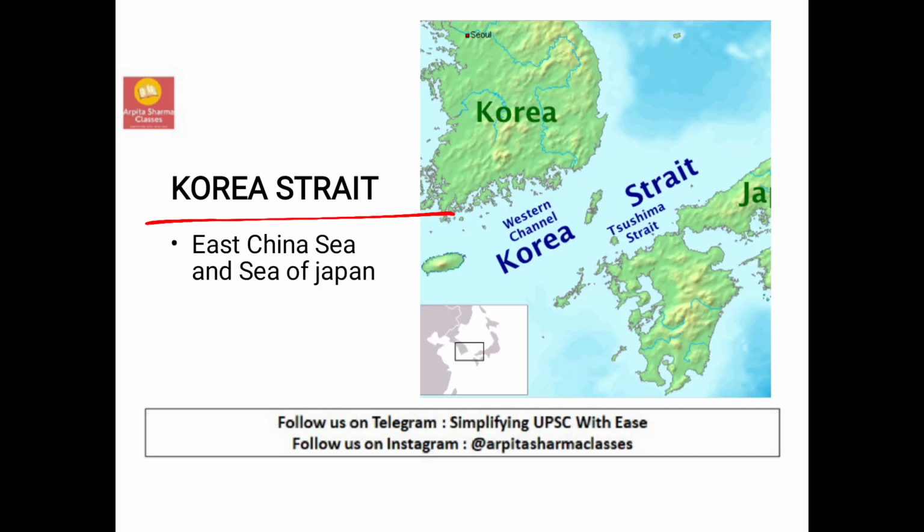Korean Strait. You know, Korean Strait is definitely between Korea and something else. Korea and what? Korea and Japan. It is going to connect two water bodies, that is the East China Sea and the Sea of Japan. And whenever you come to this region, it is very important to note the islands also that are present in this region, because they are disputed now.